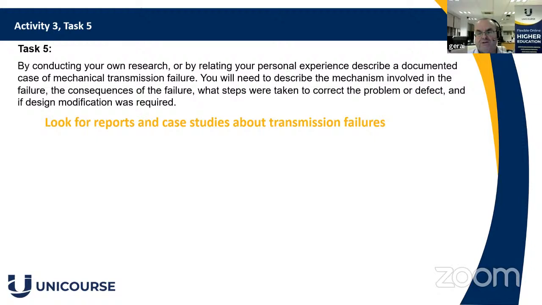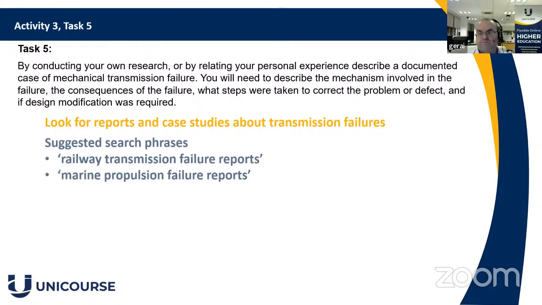The only thing is with these reports, they're quite long because they have a legal requirement, so they go into lots of detail. So what we'd want you to do is look at those reports and just pull the bare bones out of those reports in your particular situation. So suggested search phrases. Railway transmission failure reports is a good one. Marine propulsion failure reports is another good one that's going to give you failure of transmission systems.